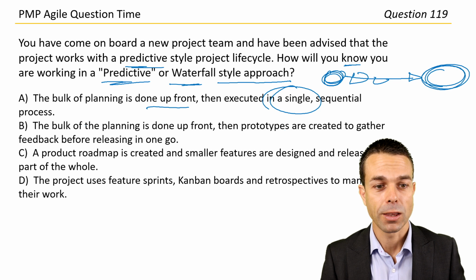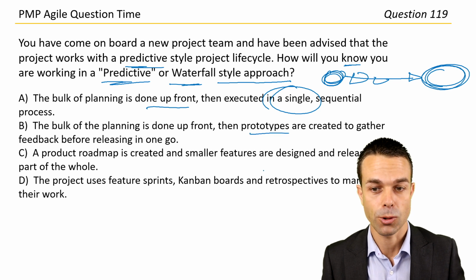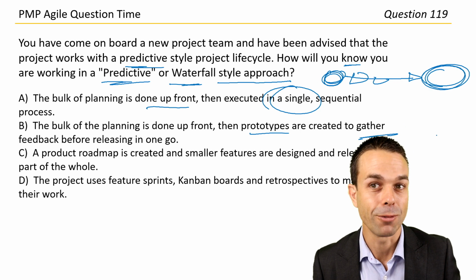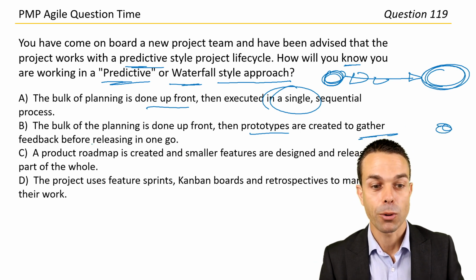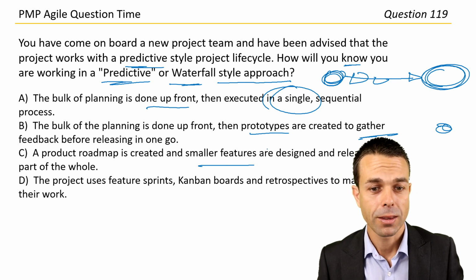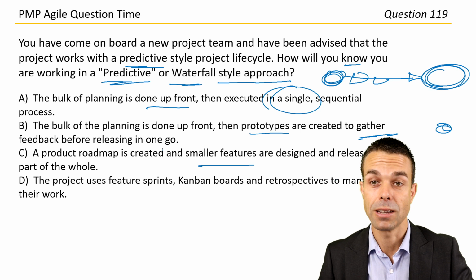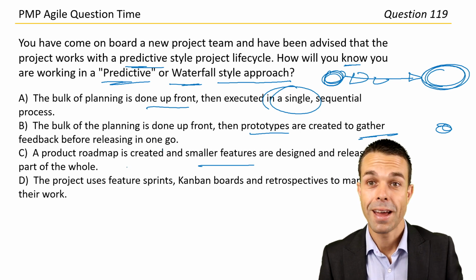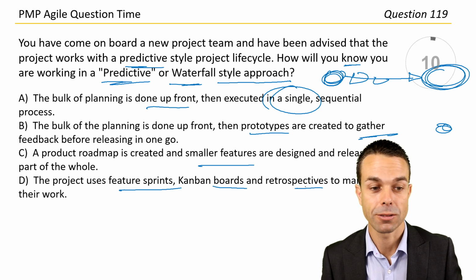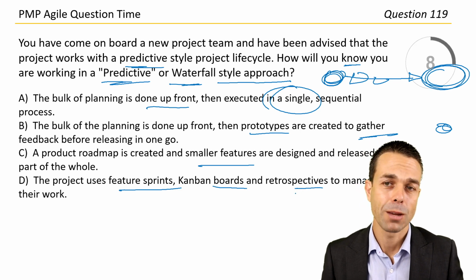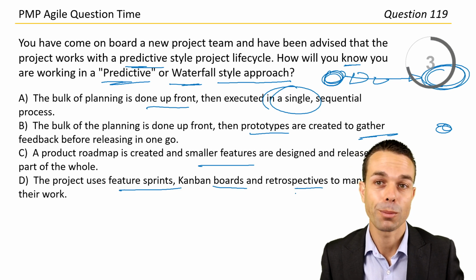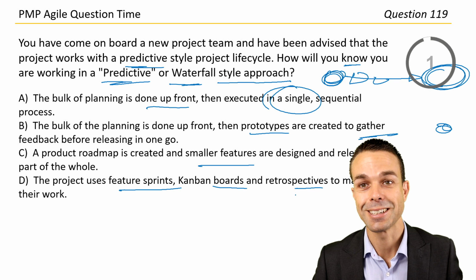Let's see what else we've got. The bulk of planning is done up front, then prototypes are created. No, that's iterative because we're getting feedback from those prototypes and then releasing in one go, remember. A product roadmap is created and smaller features are designed and released as part of the whole. That's probably more incremental because we're delivering in smaller increments or features. And lastly, the project uses feature sprints, Kanban boards and retrospectives to manage their work. That's not really about the project lifecycle, that's more just about the tools that we're using. So for a predictive or waterfall approach, let's go with answer A.